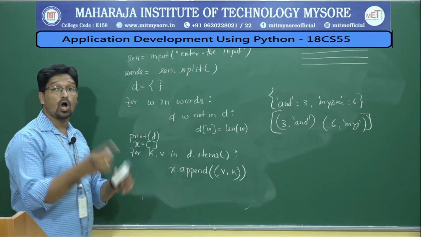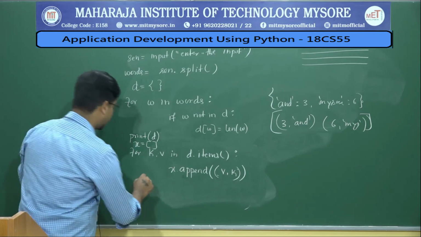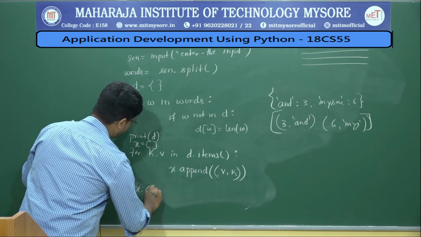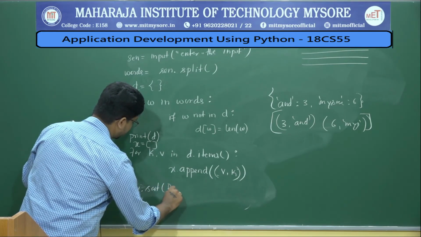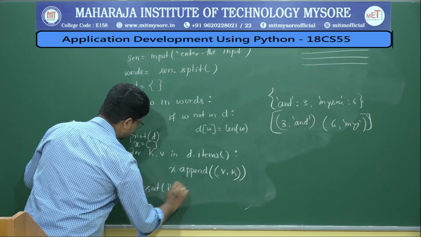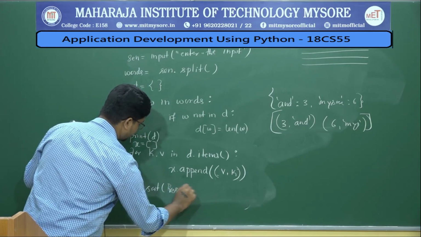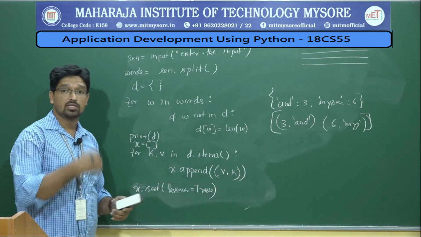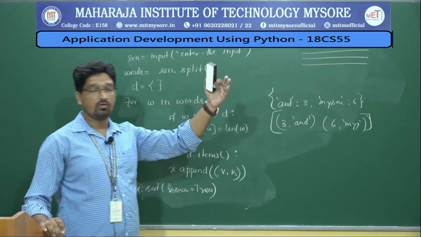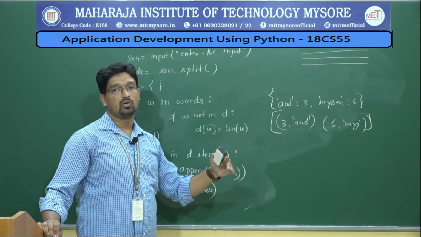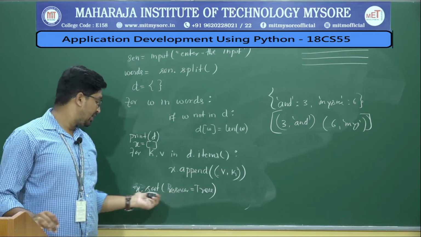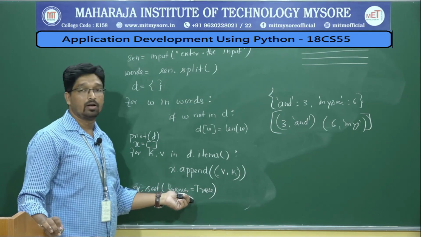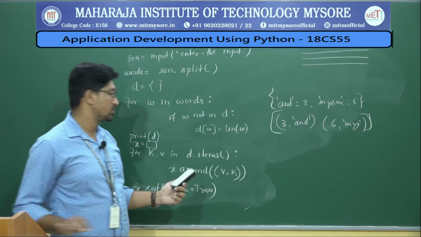Then I need to sort the list. For that, I will write x dot sort, with reverse is equal to true. Now I get a reverse order, which means highest value first, highest length first, lowest value next. So this is how you get a sorted list where you are printing in the reverse order.